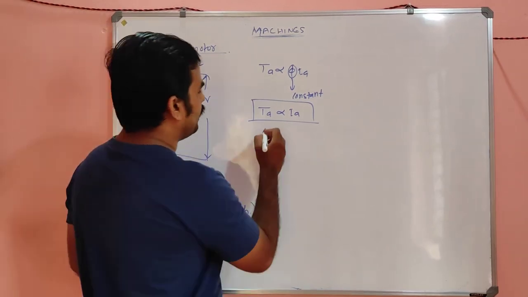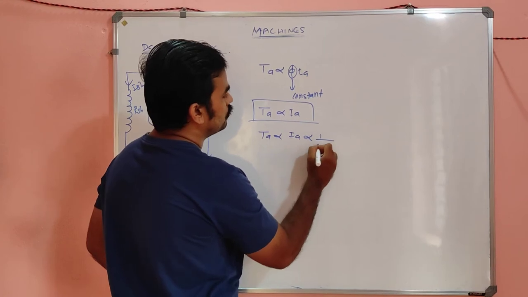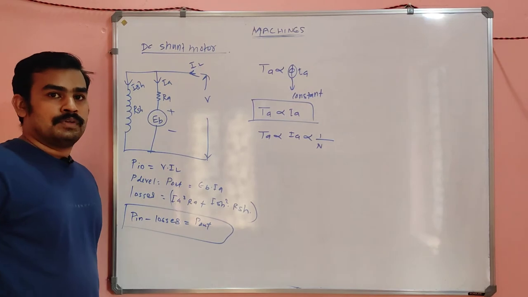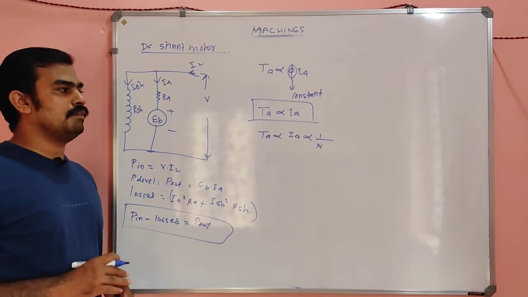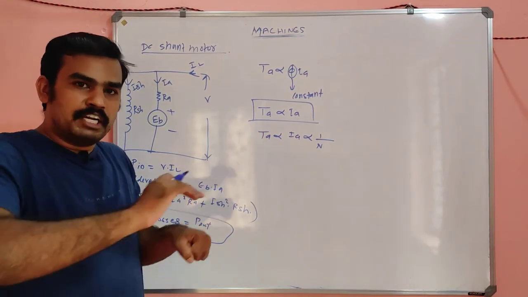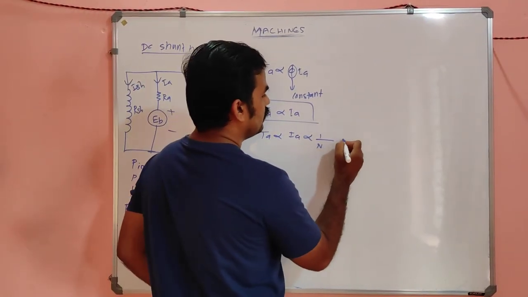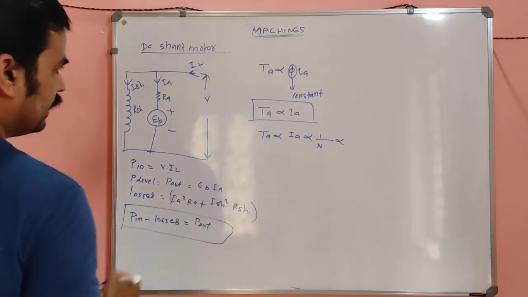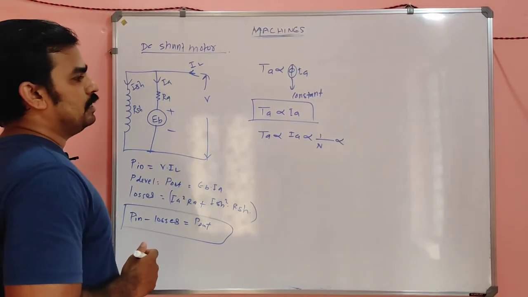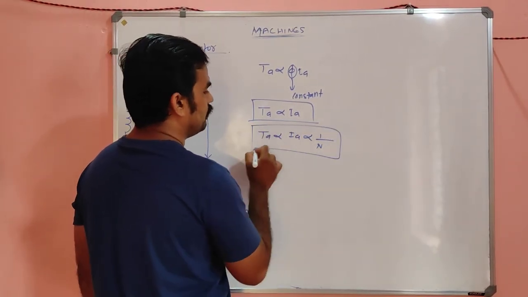So you can write TA proportional to IA, which is proportional to 1 by N. Am I correct, my dear? Whenever we increase the load current, that means the speed decreases, because load is applied and more armature current will be drawn. So N and IA can be related that way. TA proportional to IA proportional to 1 by N. Just remember this.